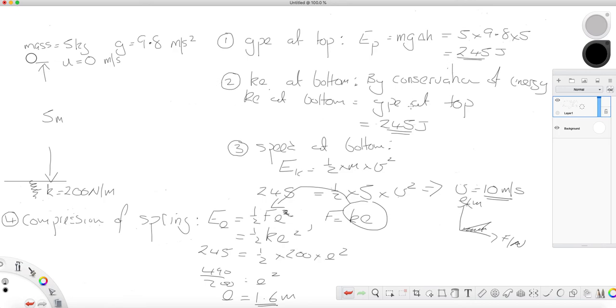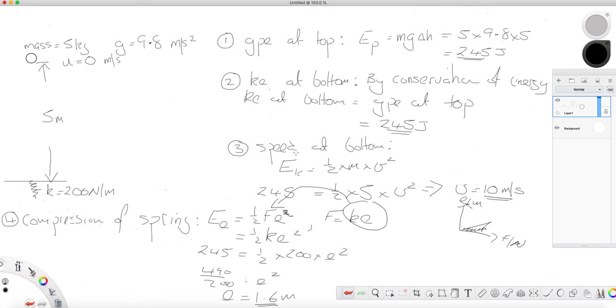KE at the bottom, well, by conservation of energy, that's going to be the same as the GPE at the top. We know that because it wasn't moving at the top, so there was no kinetic energy. If it had been falling at 5 meters per second at this point, then we'd have had the energy due to the 5 meters per second here, plus the energy due to the fall from here. And so we'd have had a different answer. But because it was stationary, all of the energy it has here comes from the GPE here. So 245 joules straight off.